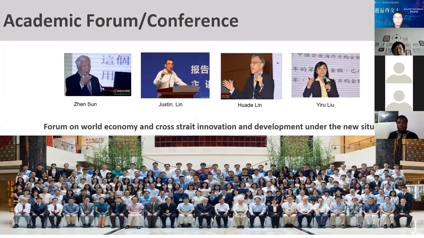Okay, and for the academic activity, basically we have three types of academic activity. The first is the academic forum or big conference. This is the picture we took in 2016, and the forum is called World Economic and Cross-Strait Innovation Development under the New Situation. We invite scholars from different places to hold a big conference, and these are the pictures of the keynote speakers. I think you may recognize some famous Chinese economists, like Justin Lin. He was the former chief economist of the World Bank.